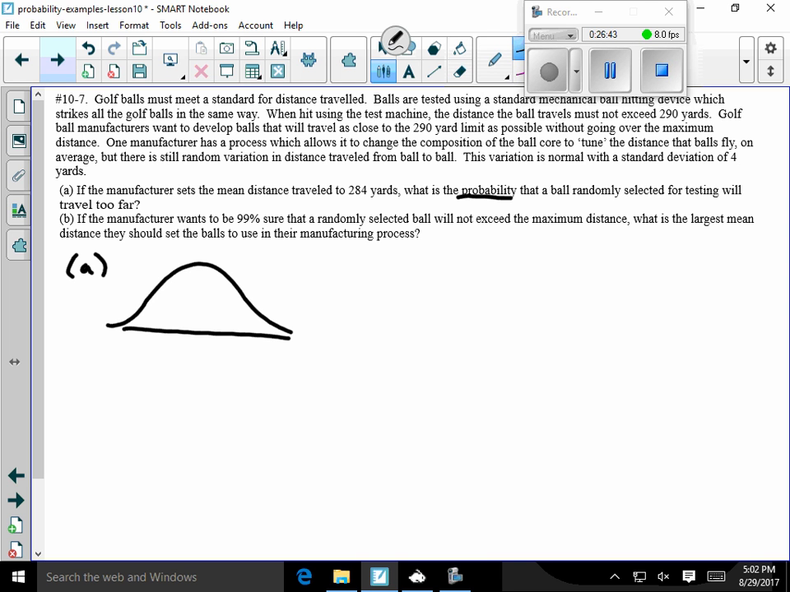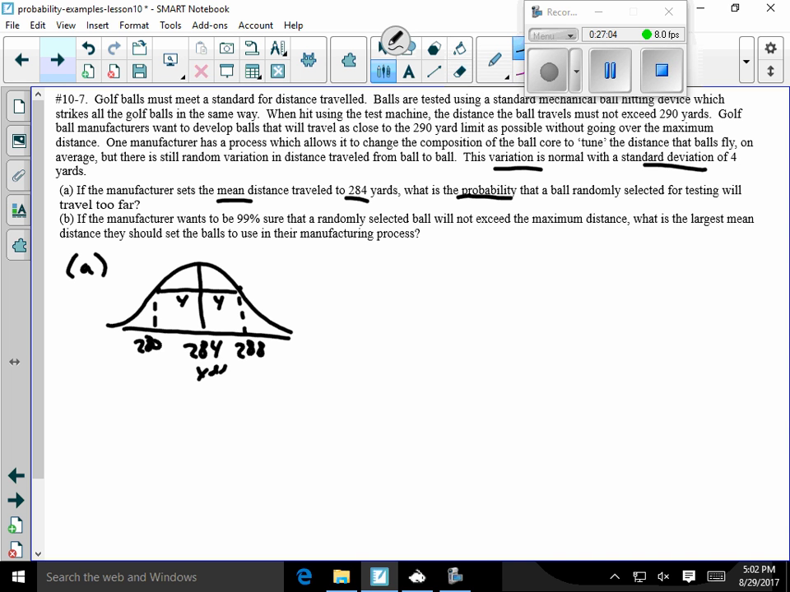They said we set the mean to 284 yards. So we can tune this value, and we set it to 284 yards. The variation is always normal with a standard deviation of 4. So if I put 4 there, that makes the +1 standard deviation 288, and the -1, 280.